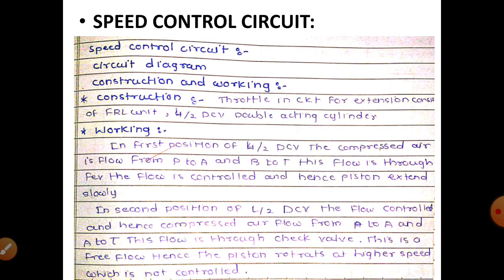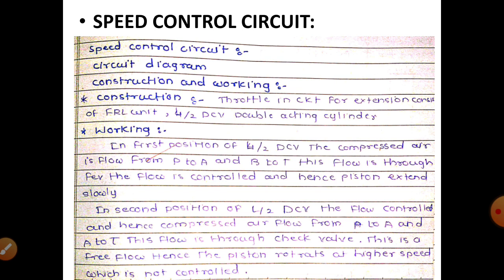Next is the speed control circuit. What is speed control? We can control the speed of an actuator by using flow control valves. A speed control circuit has three types: meter in circuit, meter out circuit and bleed off circuit. The construction of the meter in circuit for extension consists of an FRL unit, a 4x2 DCV, and a double acting cylinder.